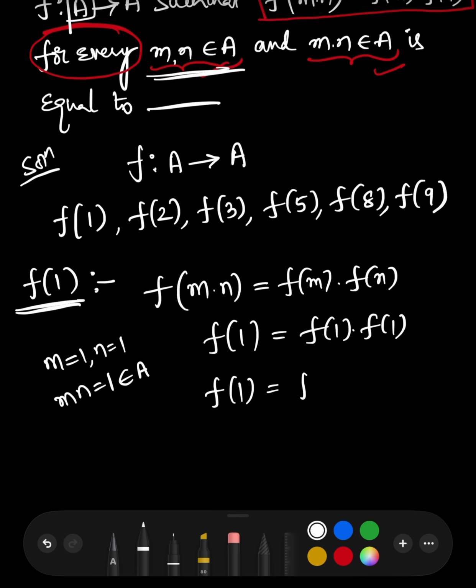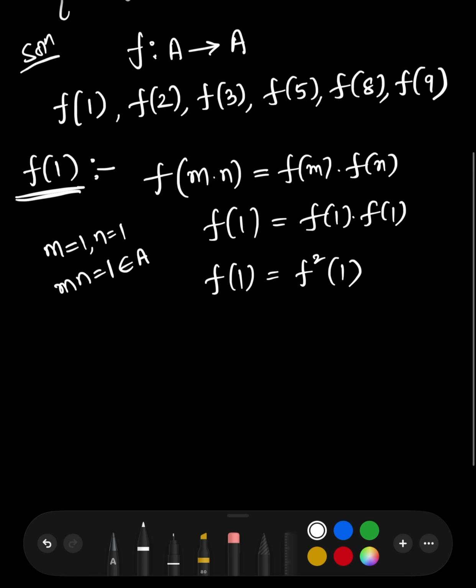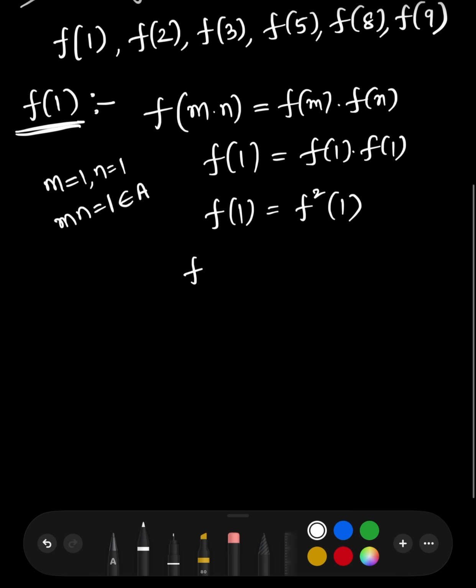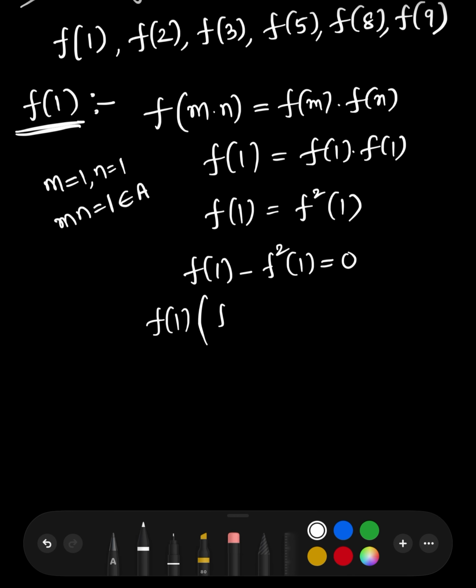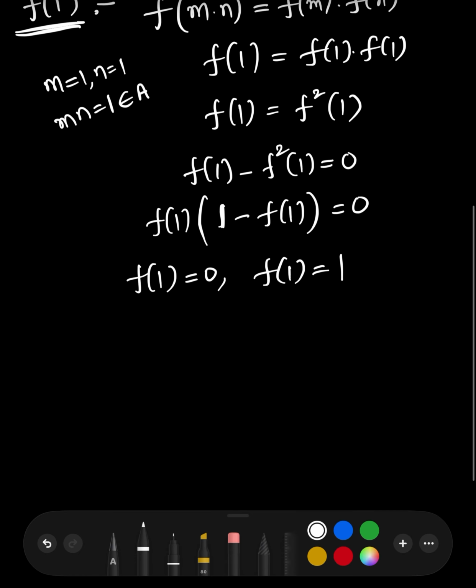So f(1) = f²(1). Bring f²(1) to the left side, so f(1) − f²(1) = 0. Now if I take f(1) common, then it is f(1)(1 − f(1)) = 0. So clearly f(1) = 0 or f(1) = 1. Now observe very clearly, the possibilities for f(1) will be 0 or 1.